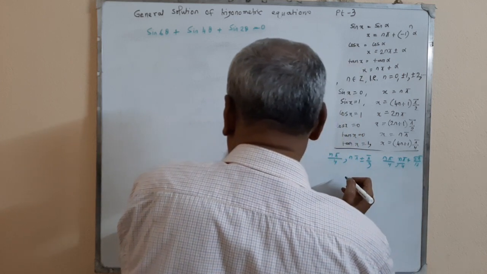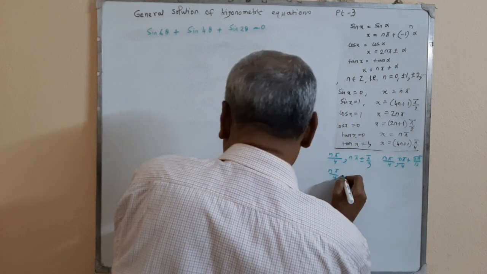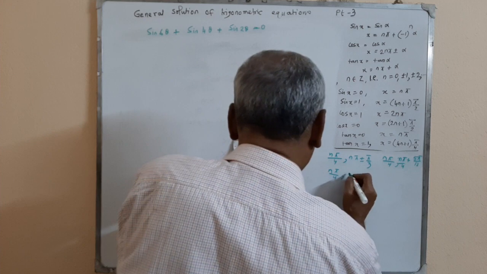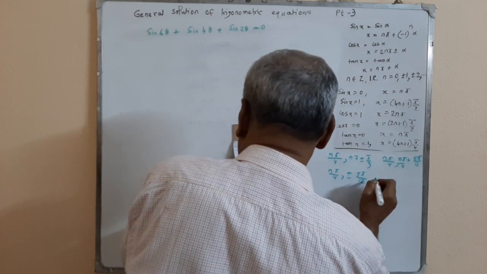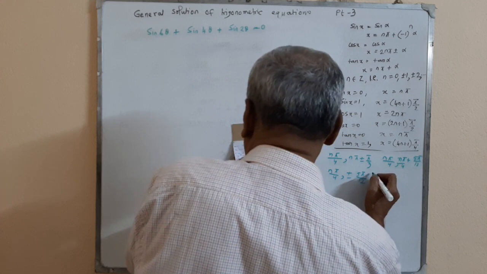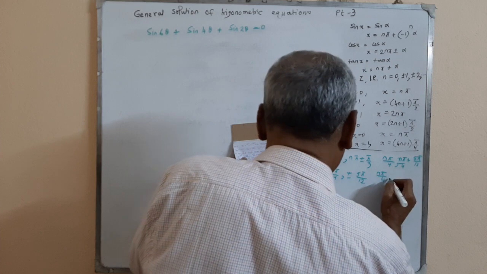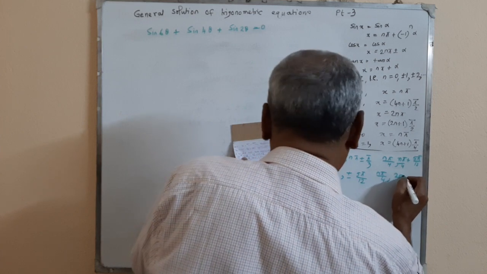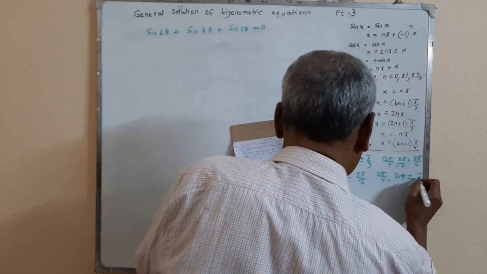Third option is n pi by 4 and n pi plus minus 5 pi by 12, and the last option is n pi by 4 and n pi plus minus pi by 6.